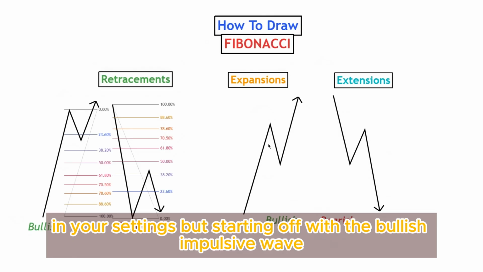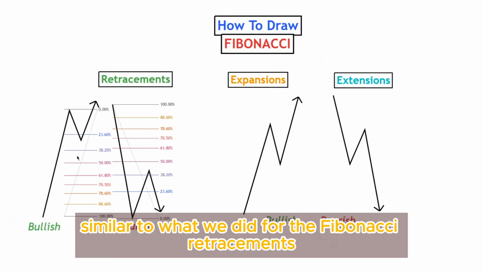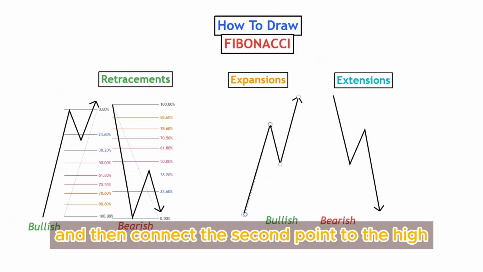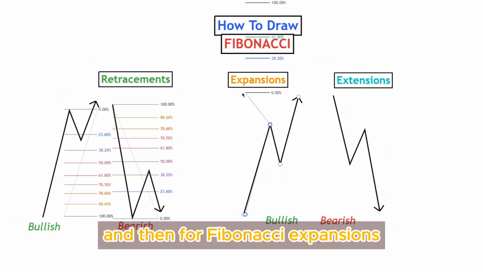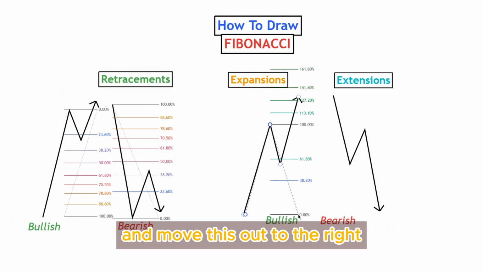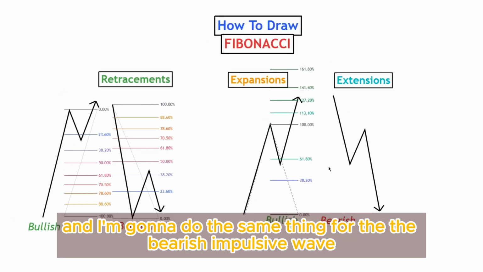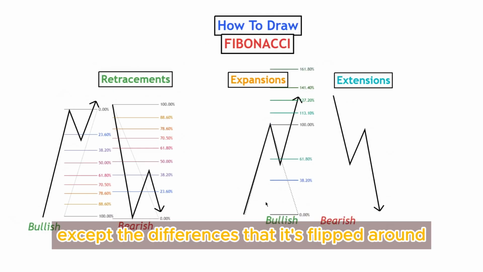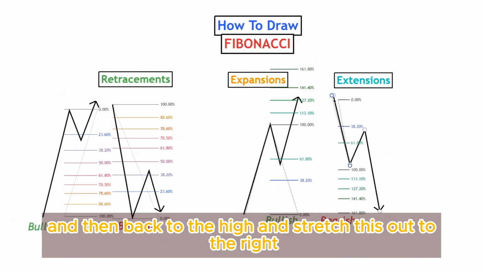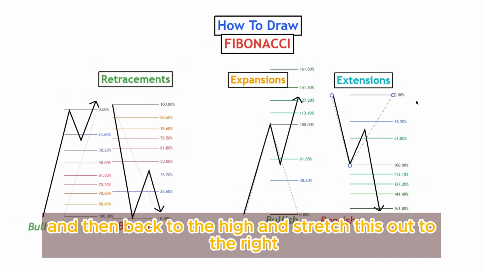But starting off with the bullish impulsive wave, similar to what we did for the Fibonacci retracements, we're going to want to start off with the low and then connect the second point to the high. And then for Fibonacci expansions, we want to connect the third point back to the low and move this out to the right. And I'm going to do the same thing for the bearish impulsive wave, except the difference is that it's flipped around. So we want to start with the high and then connect to the low and then back to the high and stretch this out to the right.